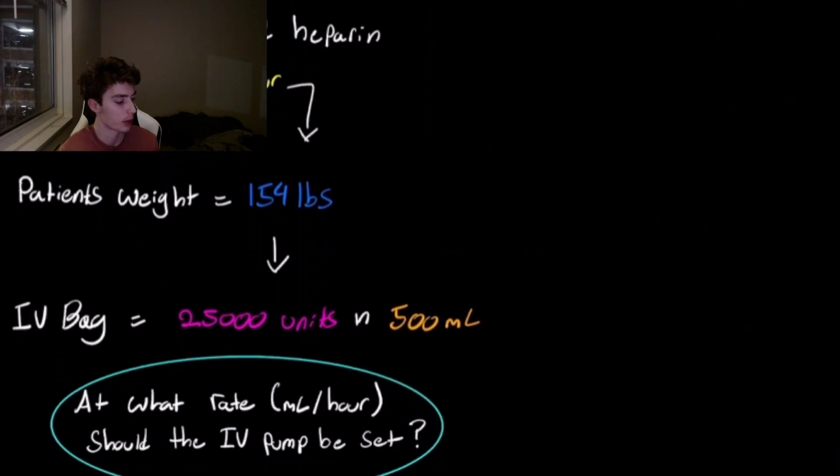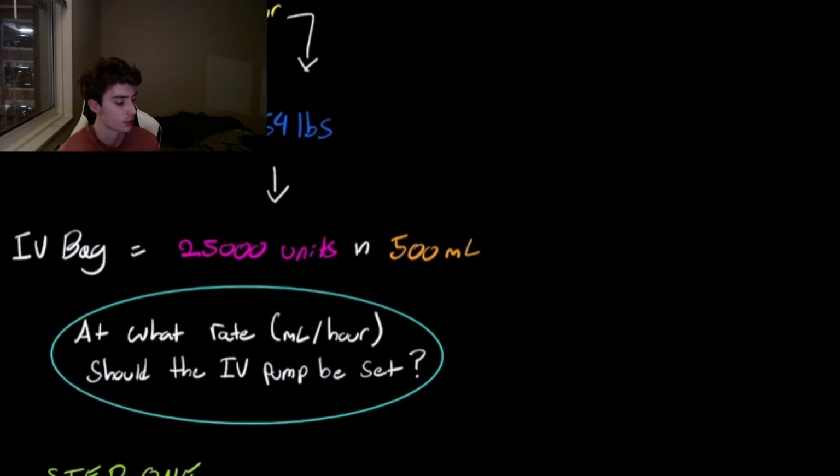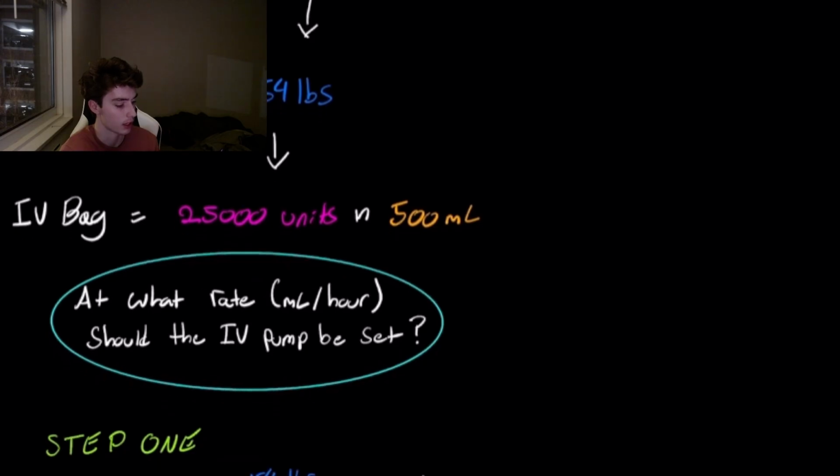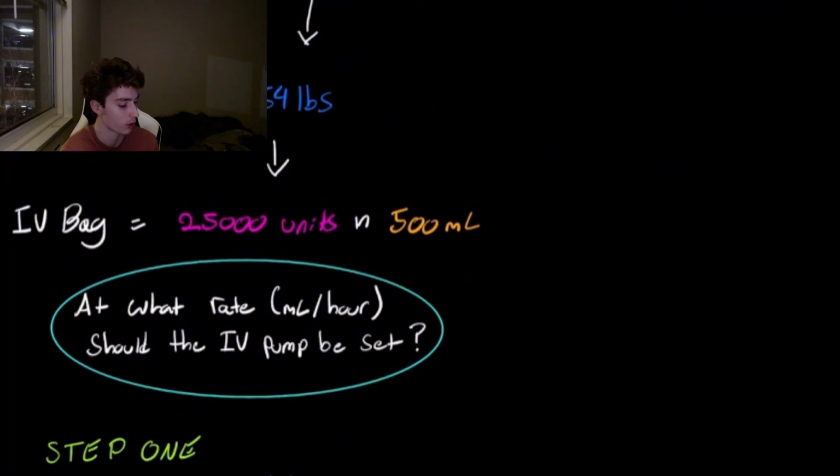A patient is prescribed heparin at 18 units per kilogram per hour, right? The patient's weight is around 154 pounds, and the IV bag has 25,000 units in a 500 milliliter solution. The question is, at what rate, in milliliters per hour, should the IV pump be set? So how many milliliters do we want to pump into this person?